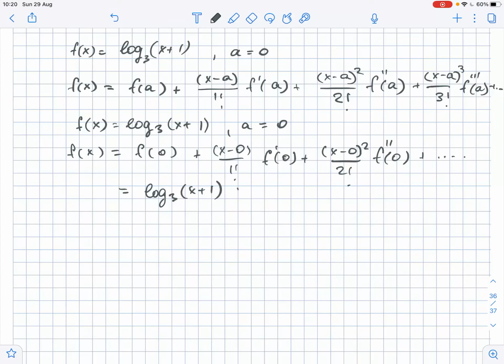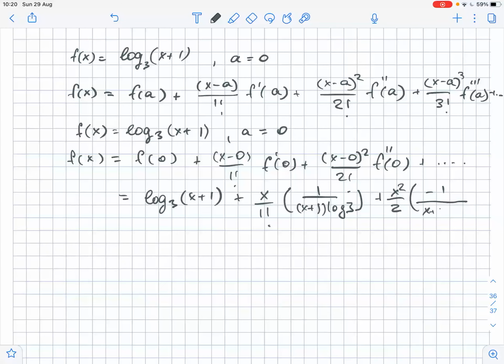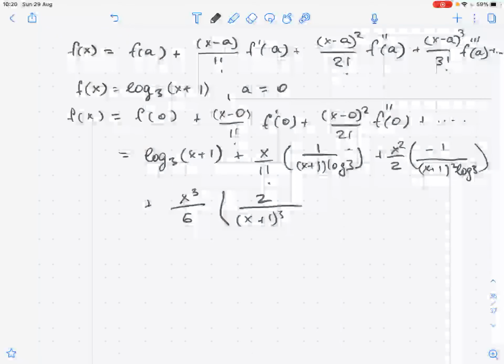Then this equals logarithm base 3 of x plus 1 plus x over 1 factorial times 1 over x plus 1 multiplied by logarithm of 3, plus x squared over 2 times negative 1 over x plus 1 squared multiplied by logarithm of 3, plus x cubed over 6 times 2 over x plus 1 cubed times logarithm of 3, and so on.